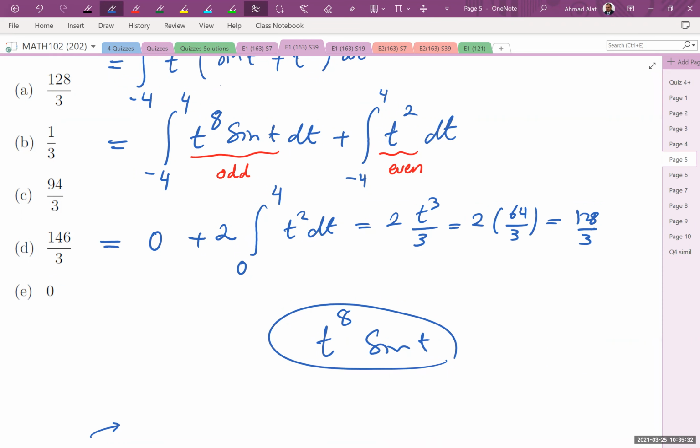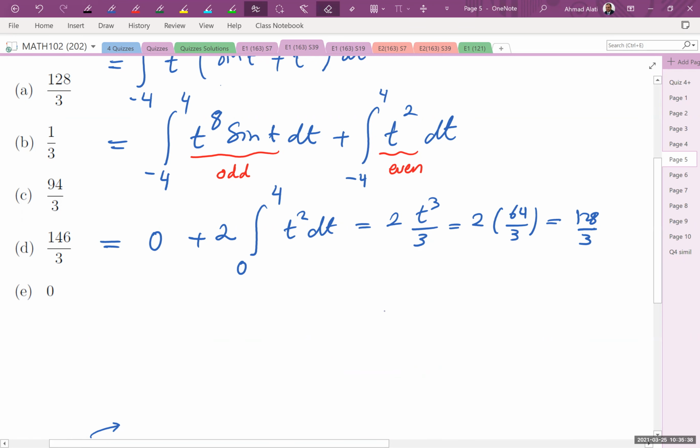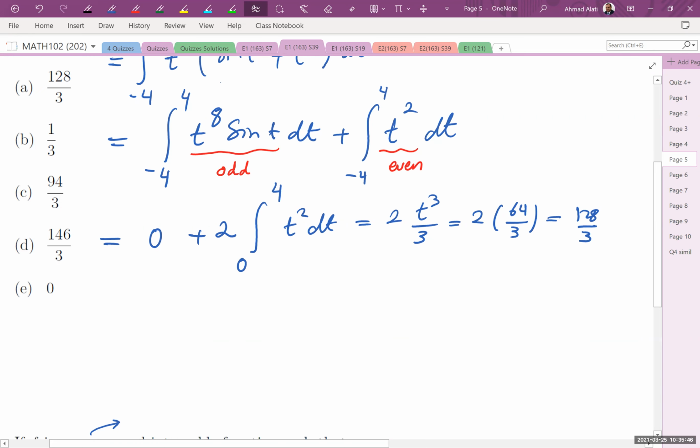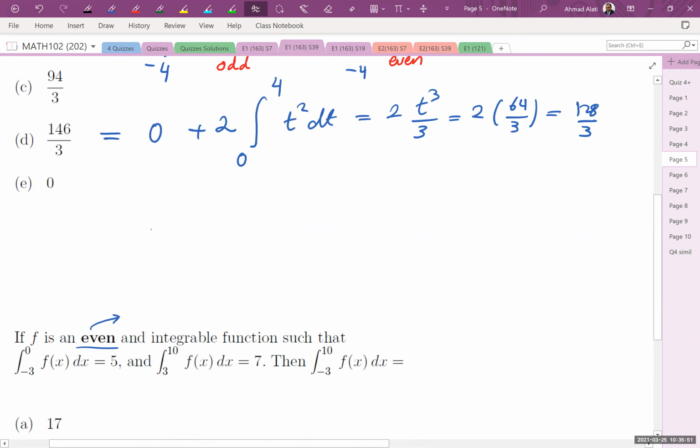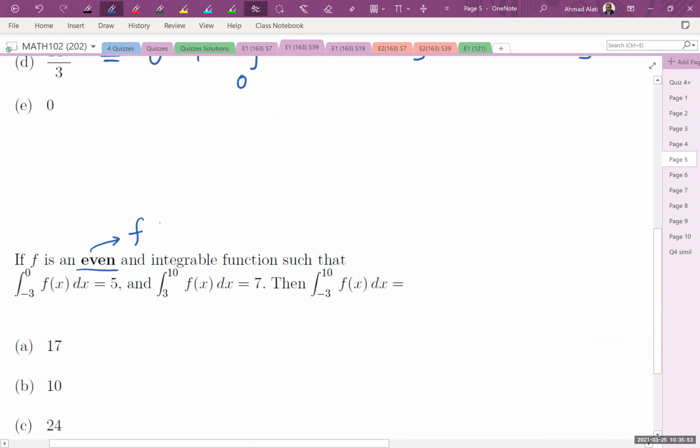So this is why you need to use your knowledge. Of course, if it is t sine t, you can use it, it is easy. T squared is reasonable. But t to the power 8, you will do the integration by parts 8 times. You got the point? Yes. Okay, Abdullah. Now, even, ya shabab, even means that f of negative x is equal to f of x. Keep this in mind.